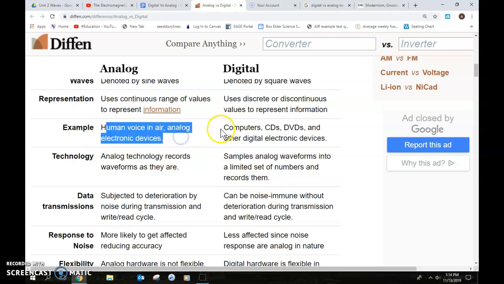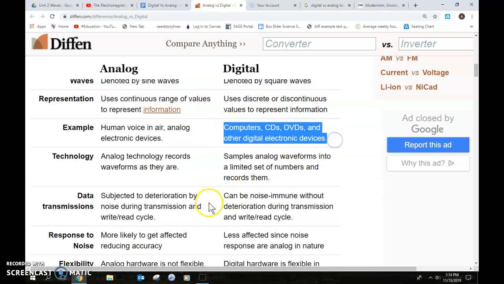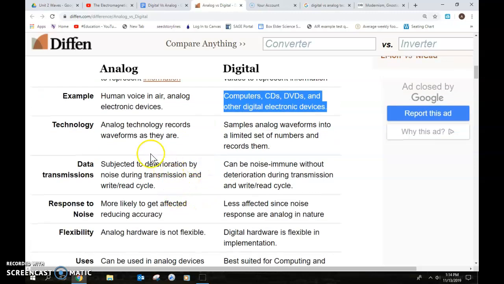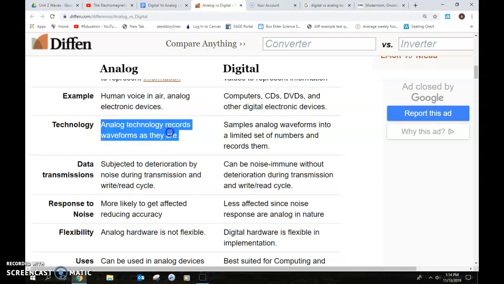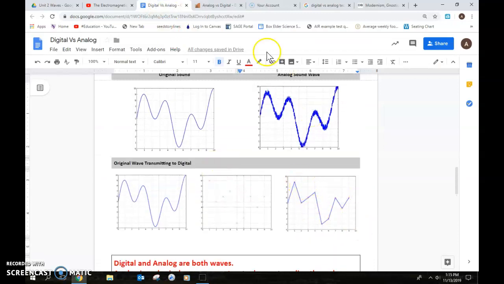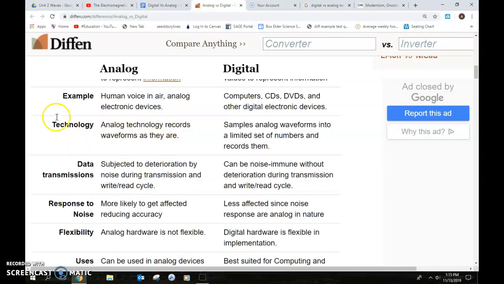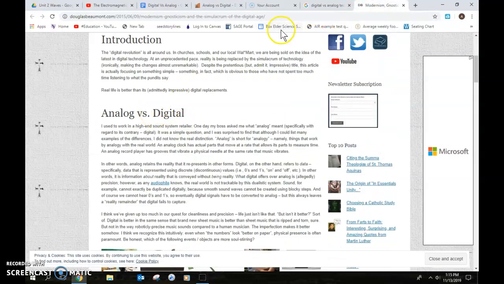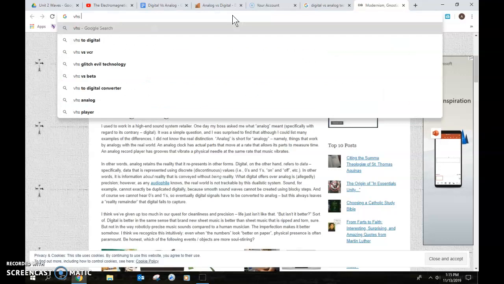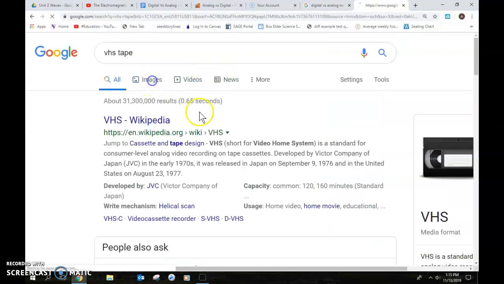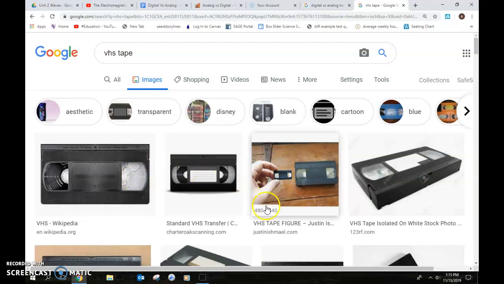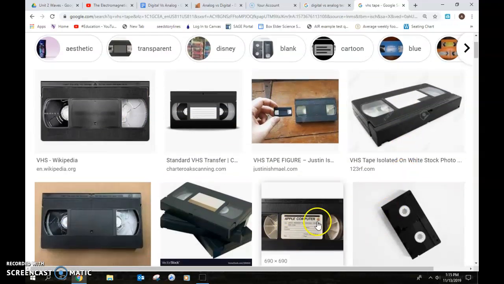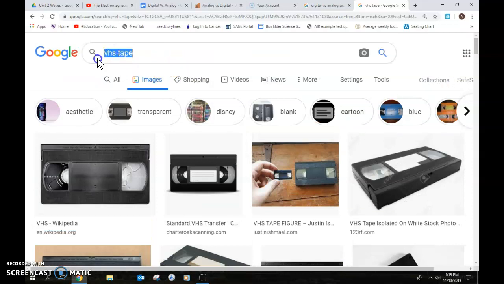Your human voice in air is analog. Computers, CDs, DVDs, those are digital. When it comes to technology, analog technology records waveforms as they are, but digital puts a number value, like we talked about here, and makes them all cleaned up. So if you had an old VHS tape, so let me just type in a VHS tape. You guys all know what a VHS tape looks like. That is analog. This is all analog because it actually records it on the strip. It's like a physical measurement.